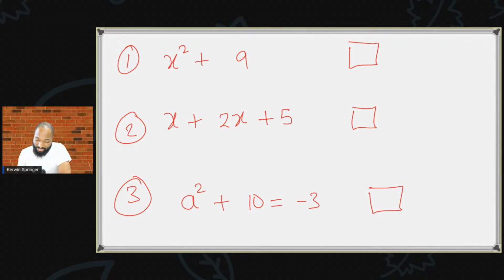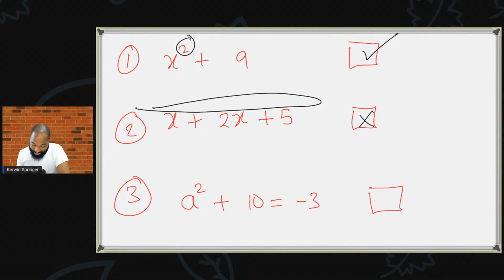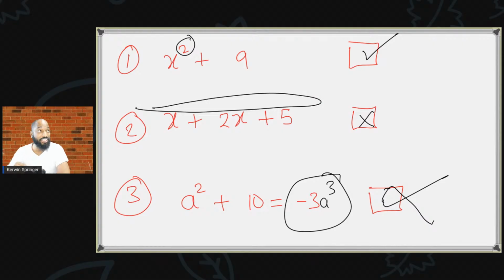Well, this first one, yeah, it's a quadratic because it has a square. This one is not a quadratic because it has no square. This one is a quadratic because there's a square. Now, if there's a square and then there's a cube, then I have to untick the box. This is not a quadratic. We actually call it a cubic equation.